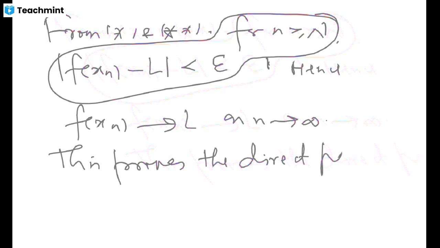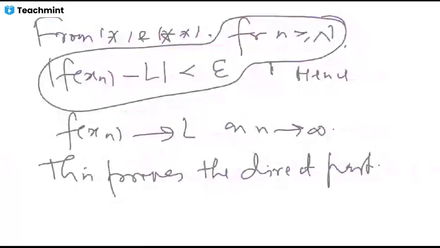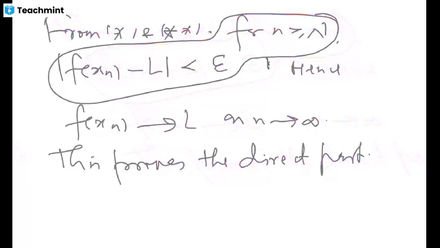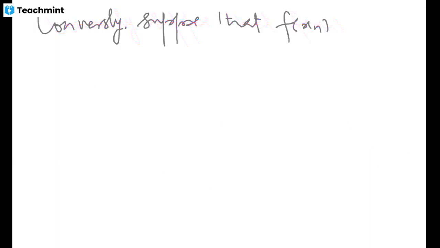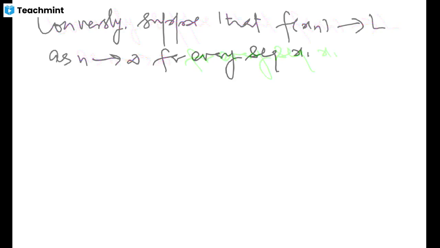Let us look now at the converse part. Conversely, suppose that the hypothesis is that f of xn converges to L as n tends to infinity for every sequence xn converging to a, but this sequence xn needs to be in I and no term has to be equal to a. Then we have to show that the limit of the function at a exists and its value is L.